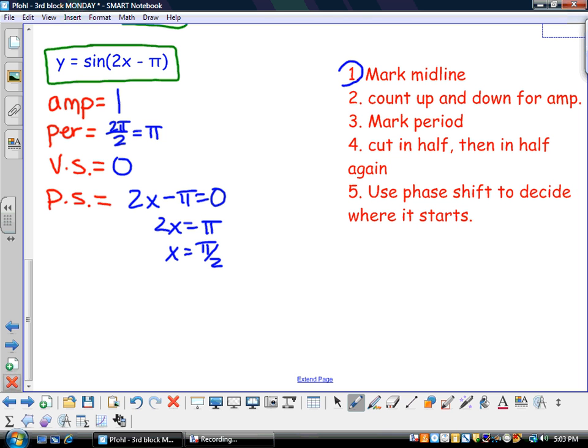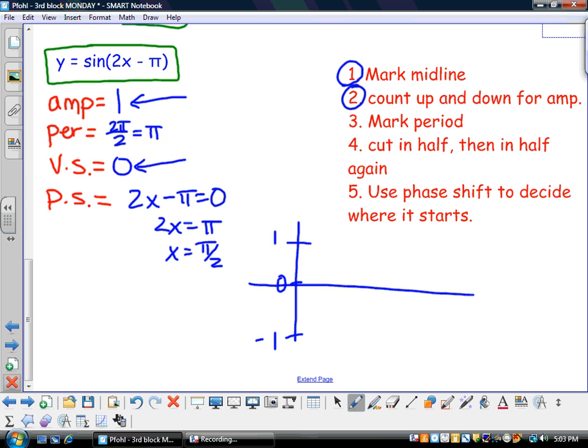Let's follow the steps. Step 1, mark the midline. The midline has to do with the vertical shift. There is no vertical shift, so the midline's at 0. Then count up and down for the amplitude. The amplitude's 1, so we'll count 1 up and 1 down on the y-axis. Mark the period. The period is pi. Cut it in half. Cut it in half again. Half of a half is a fourth. That one's not on your graph paper, so you'll need to add it in.